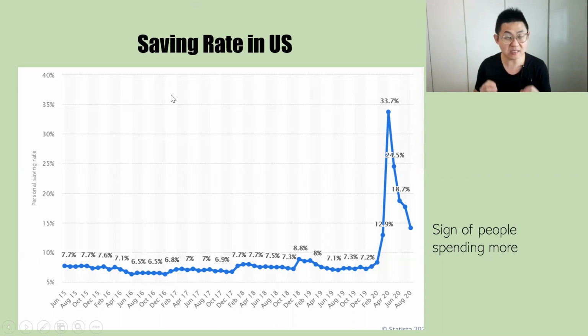Now, the US saving rate. That means, in the US, are people saving more money or saving less money? And you can see that the saving rate is dropping. And when the saving rate is dropping, is it a good thing or bad thing? It's actually a good thing, you know. That means there's a sign that more people are spending money. And when people are spending money in the economy, what happens to the economy? The economy will probably improve, okay?